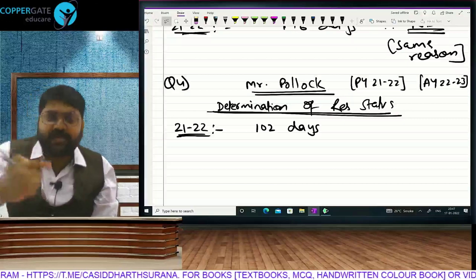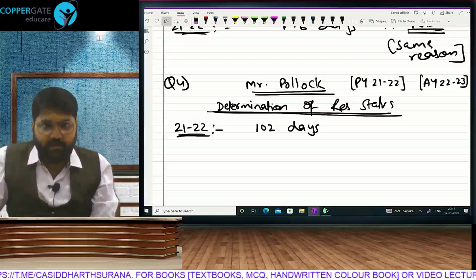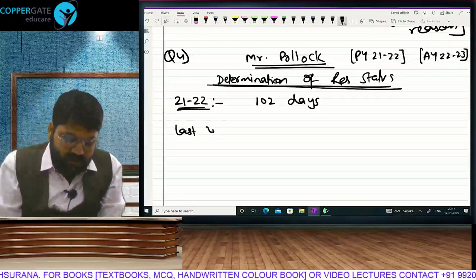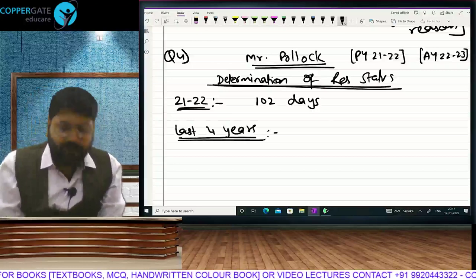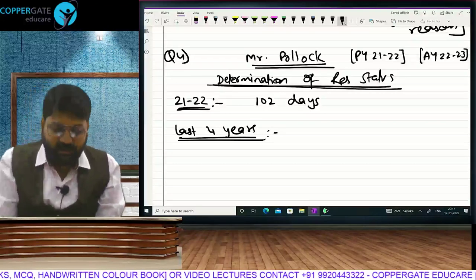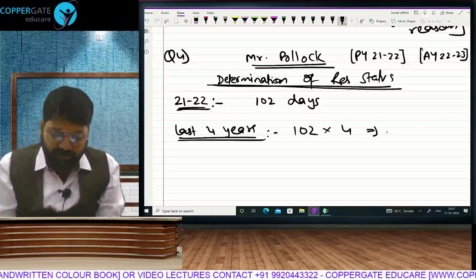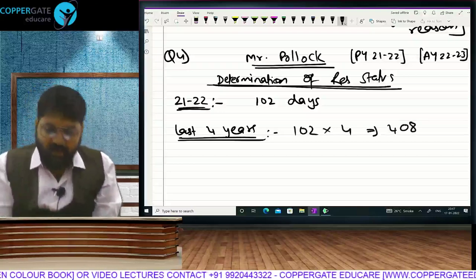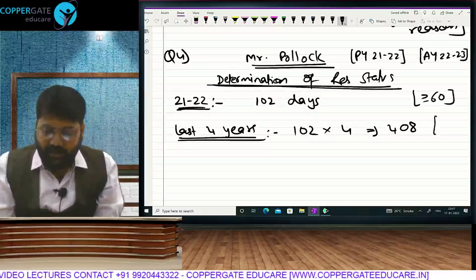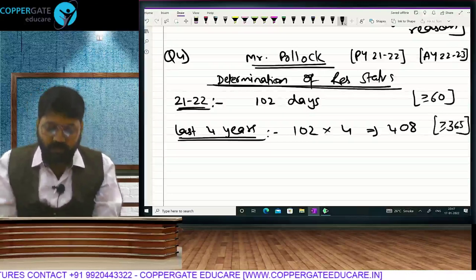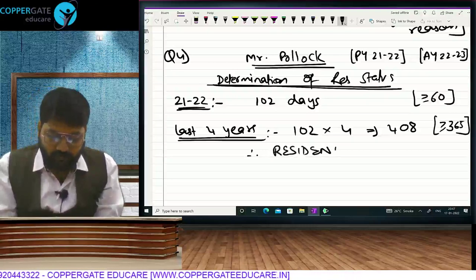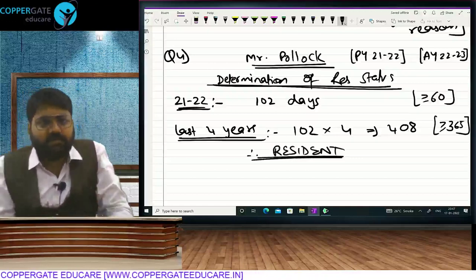In condition 2, the first part is 60 days. Has he already fulfilled that? What is the second part of condition 2? So what we will do is check the last 4 years. And the good thing about this assessee is every year the number of days is the same. So our solving part becomes easy. No? What is the stay of 4 years? Can I simply say 102 into 4, that is 408. So please pay attention. Is the current year 60 days or more? Yes. Are the last 4 years 365 or more? Yes. Therefore, the assessee is resident. Is that understood? Yes, sir.